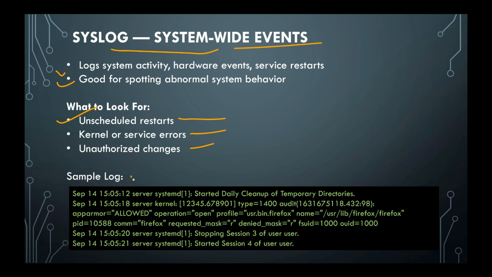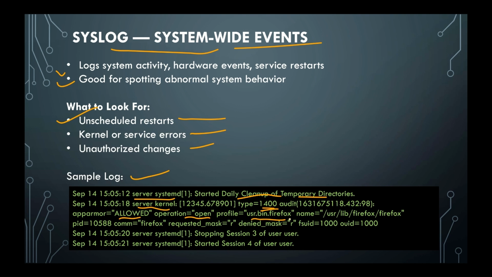And here you can see we have some sample logs. Systemd started daily cleanup of temporary directories, and the kernel event. The kernel event shows some type 1400 audit AppArmor allowed, and the operation is open, and this is the profile. So this is how you can understand what's going on in your machine.